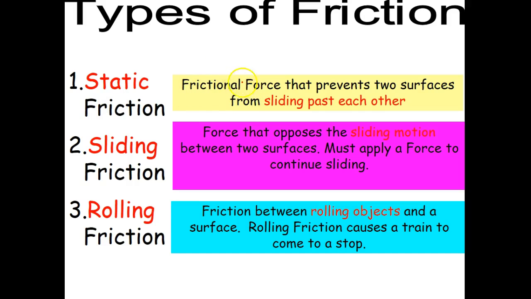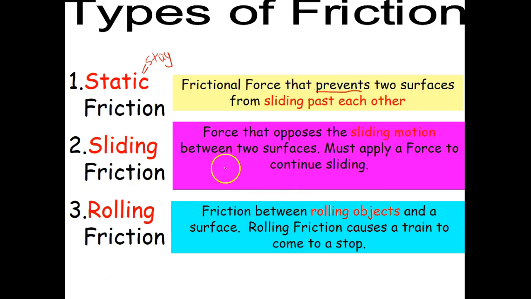So the first one is a frictional force that prevents two surfaces from sliding past each other. So that motion, when you're trying to push something past, but it won't work, it won't push, so it prevents it, that's called static friction. It's making it stay. Okay, static means stay, so that's another way you can call it, stay friction or non-moving friction. Okay, the next type of friction opposes the sliding motion between two surfaces, so it must apply a force to continue sliding.